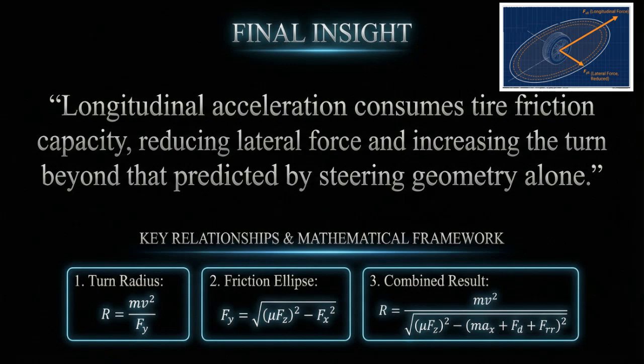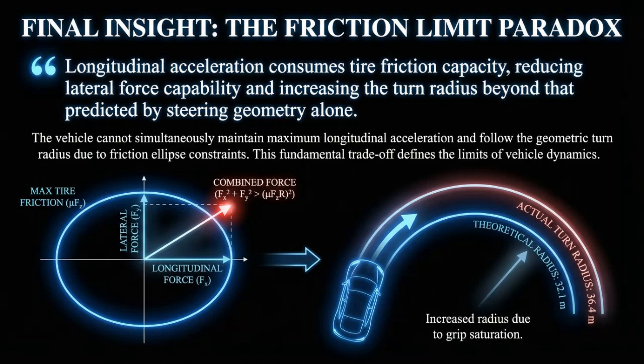Finally, combine both ideas into a single governing equation as shown below. These equations together prove that vehicle path is not set by steering alone. It is jointly controlled by mass, speed, friction, load transfer, drag, and acceleration demand, forming the mathematical backbone of real-world vehicle dynamics. When the vehicle accelerates, part of the tire's available friction is used to produce longitudinal force.